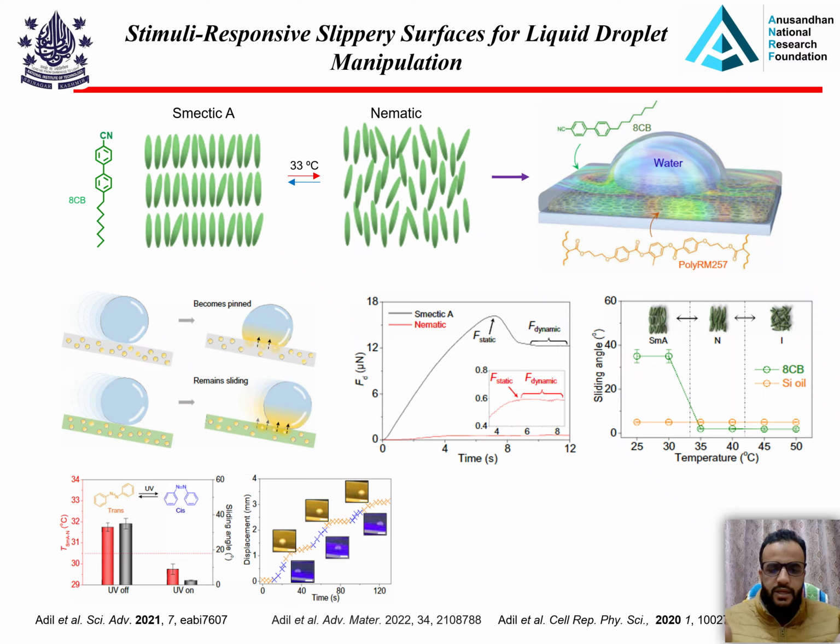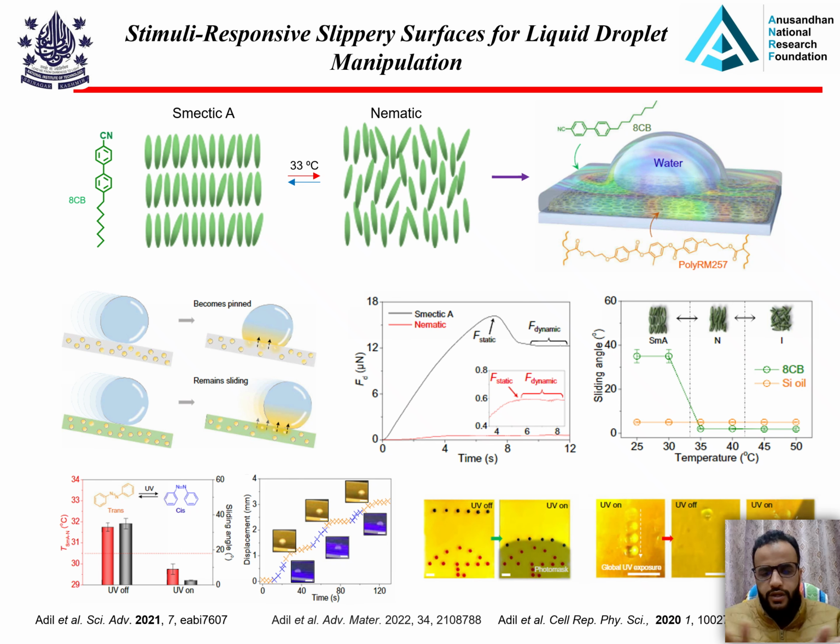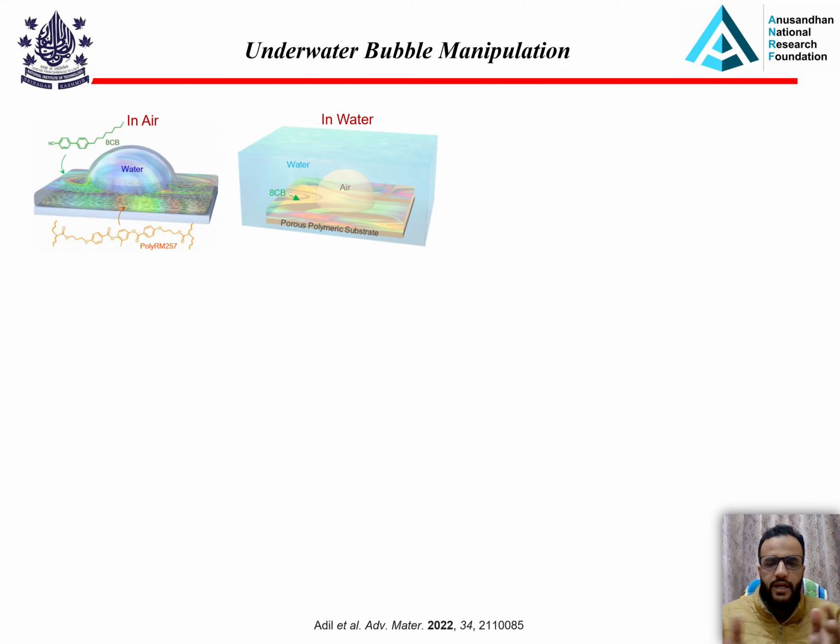So the displacement of the liquid droplet from one place to another is based on the stimulus, which is the UV. And we can also demonstrate the trajectory of different liquid droplets based on the UV exposure. So in that way we can design slippery surfaces which are stimuli responsive in nature, where we can manipulate the droplet trajectory, or the droplet motion, based on the stimulus, which could be useful for a variety of applications.